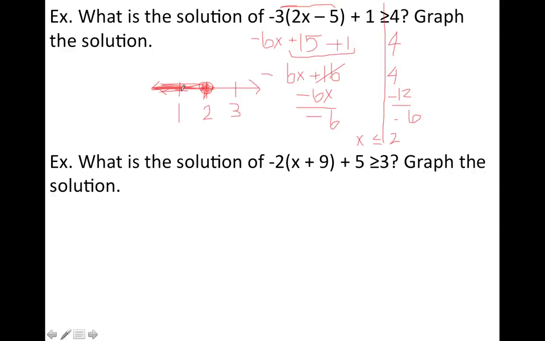Alright, for the second one, you guys can handle this one. I know you can. I have confidence in you. Let's go ahead and pause this, solve it out, and come back for the answer.